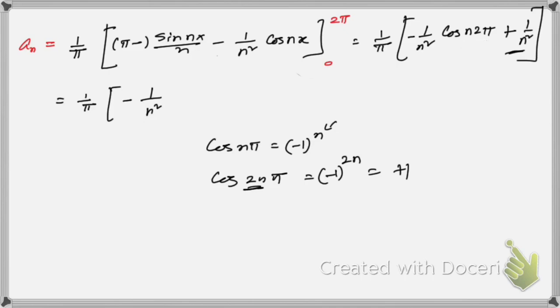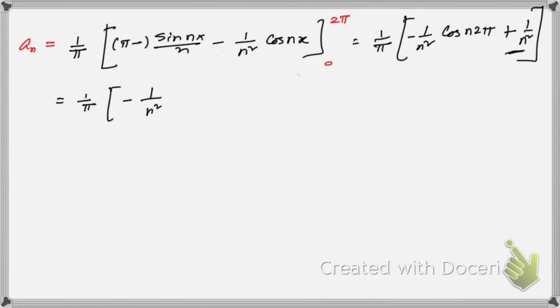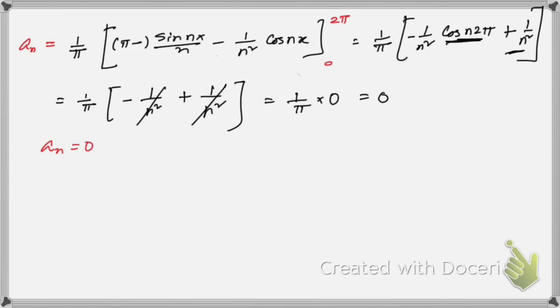So here you see what we can do: we can put plus 1 here. So 1 into minus 1 by n square, that's going to be minus 1 by n square, plus again we have 1 by n square, and these two become 0. So that's why we have got 1 by pi into 0, that is equal to 0. So this is the value of an. So we have got an is equal to 0. Now let's find bn, right? So how to find that?